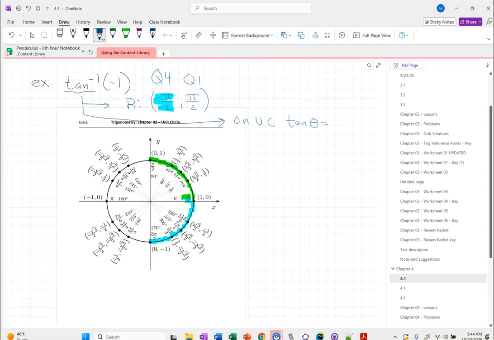So on the unit circle, how do we find tangent? Y coordinate over X coordinate. So here we're going to say then Y over X has to equal 1. Remember, let's make that positive 1.